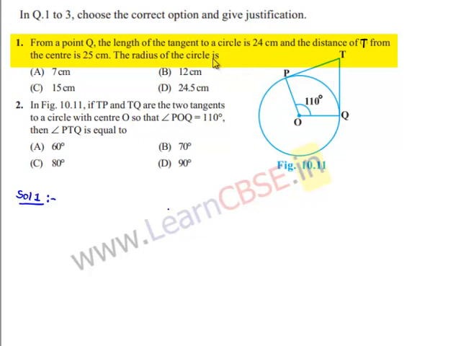Here, the length of tangent from point Q is given as 24 centimeters. That is, QT is given as 24 centimeters and the distance of T from center is given as 25 centimeters. That is, OT is given as 25 centimeters. Then he asked us to find the radius. Here the radius is nothing but OQ.